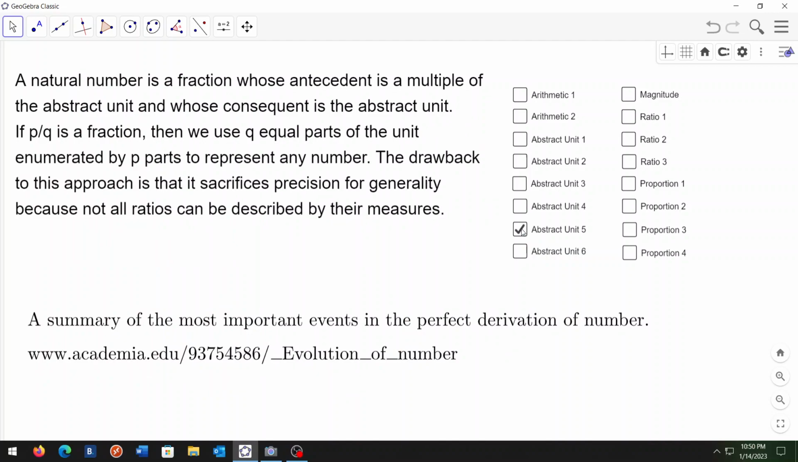A natural number is a fraction whose antecedent is a multiple of the abstract unit and whose consequent is the abstract unit. If p over q is a fraction, then we use q equal parts of the unit enumerated by p parts to represent any number. The drawback to this approach is that it sacrifices precision for generality because not all ratios can be described by their measures. For a summary of the most important events in the perfect derivation of number, check out the article below.